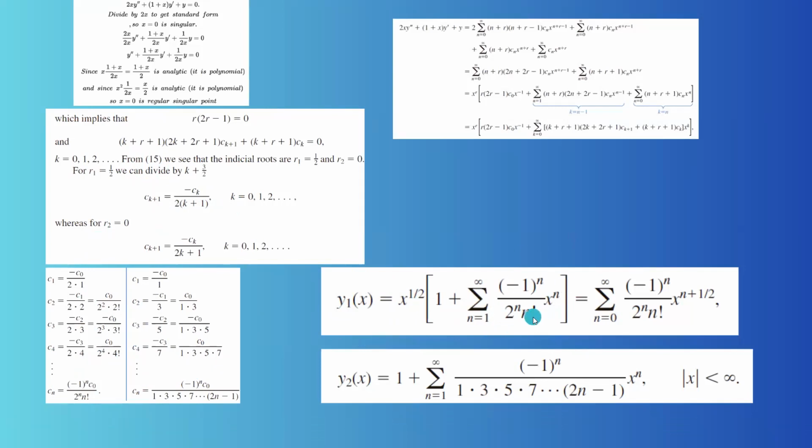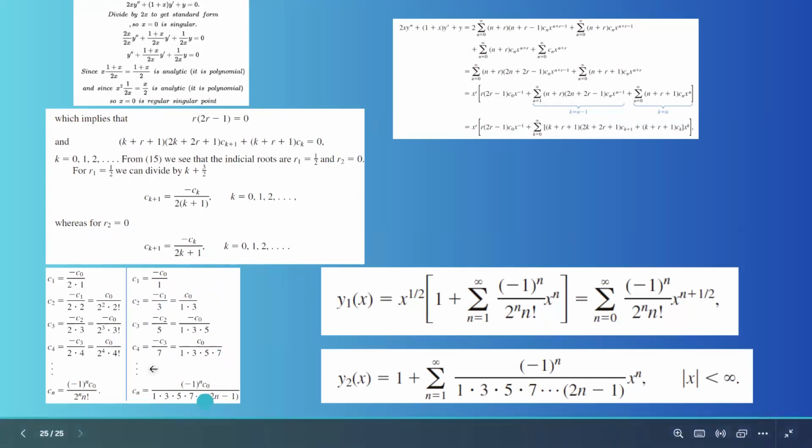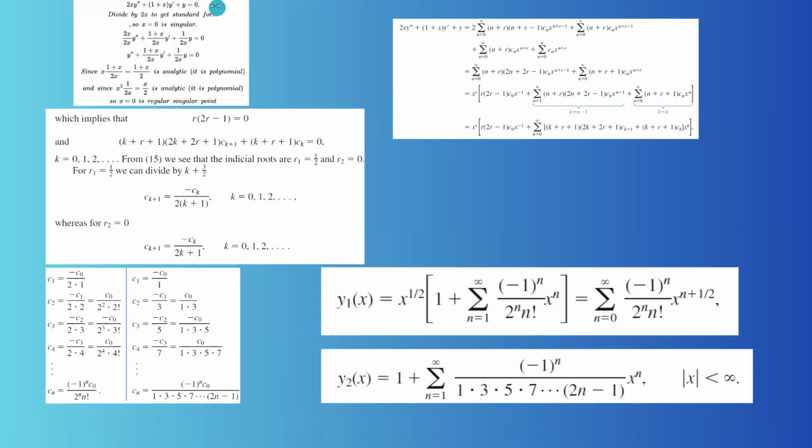However, when r is equal to 0, this is the recursion that we have: c_{k+1} is negative c_k divided by (2k plus 1). So basically you have c1 equals negative c sub 0 over 1, c2 is negative c1 divided by 3, and so on. And this is the pattern that we see. This is the second power series solution. So we found two power series solutions for the differential equation, which is written here.